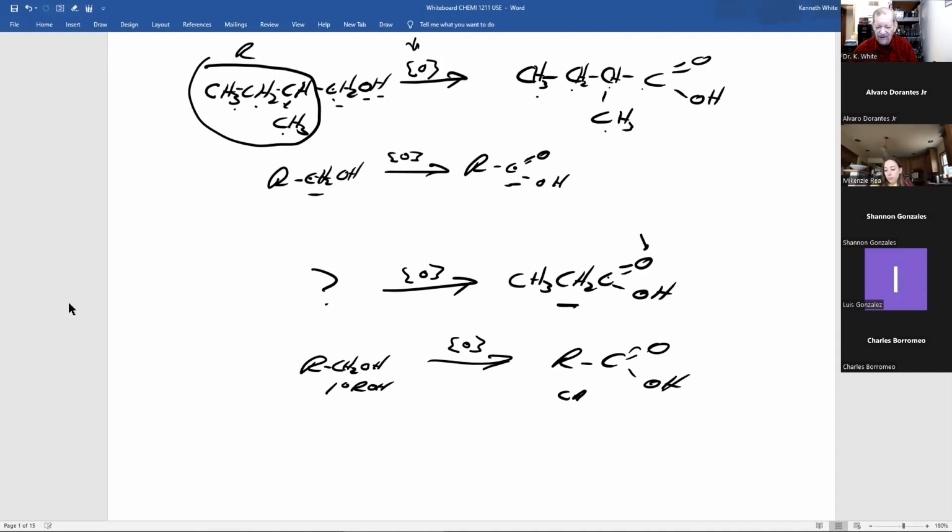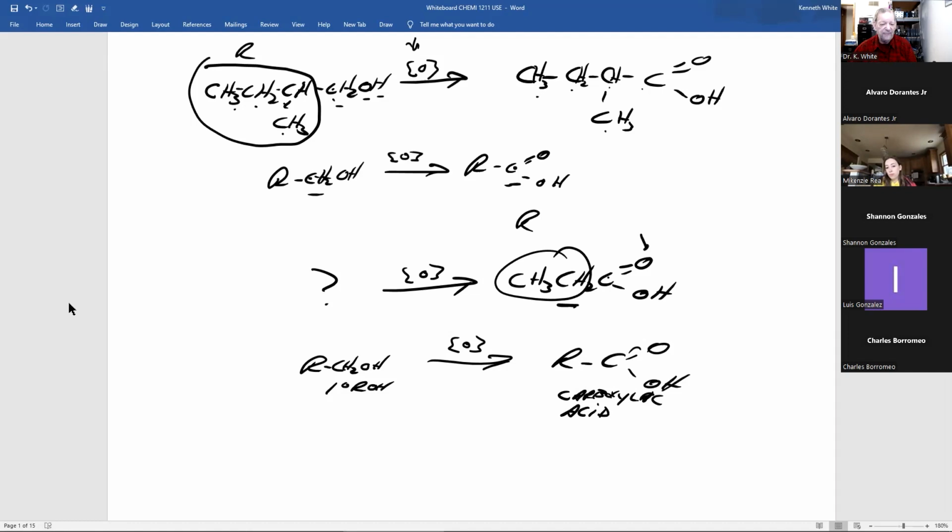Well, this is a carboxylate anion. Carboxylic acid. What am I saying, anion? I got charges on the brain. All right. Oh, that was an awful joke.